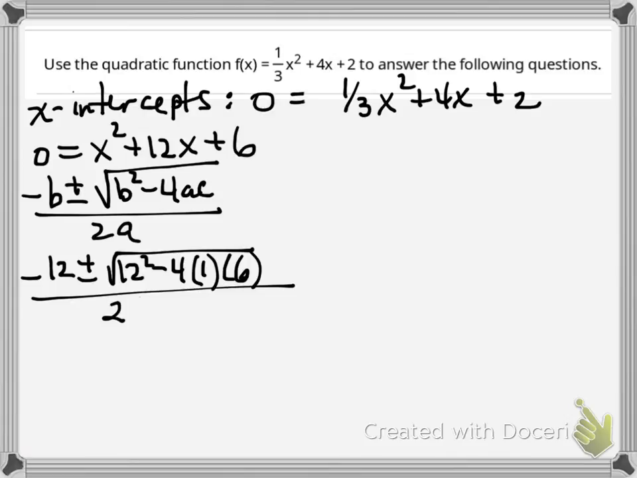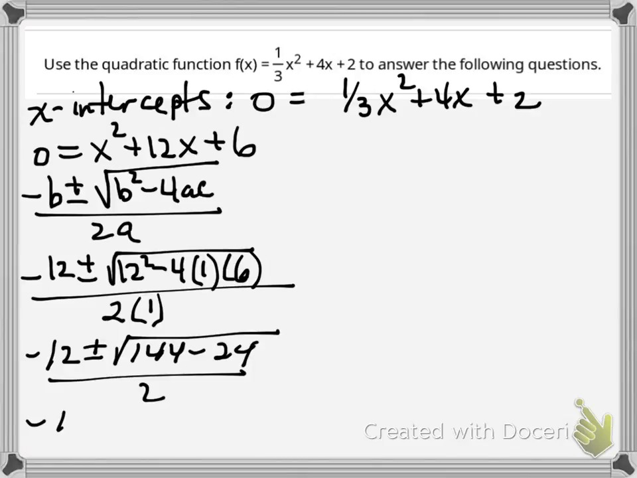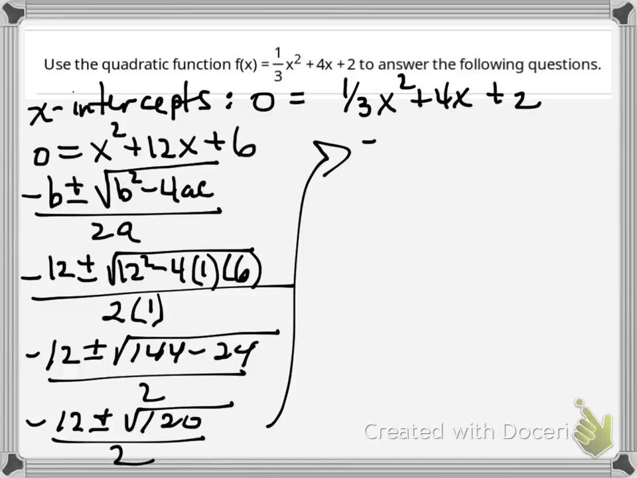We're just going to plug in all those numbers, and if we go through and simplify, we're going to get negative 12 plus or minus the square root of 144 minus 24, all of that over 2, and that's going to be the square root of 120. Can we rewrite 120 so that one of the factors is a perfect square? Well, 120 is 4 times 30.